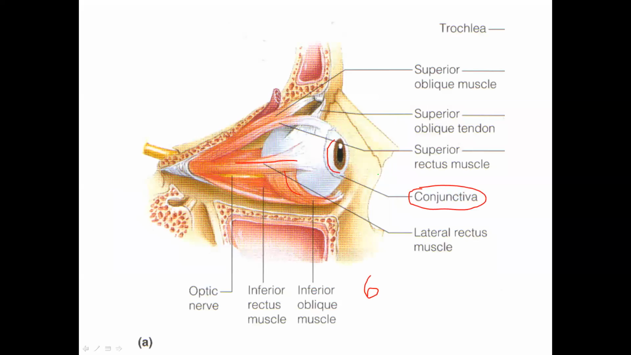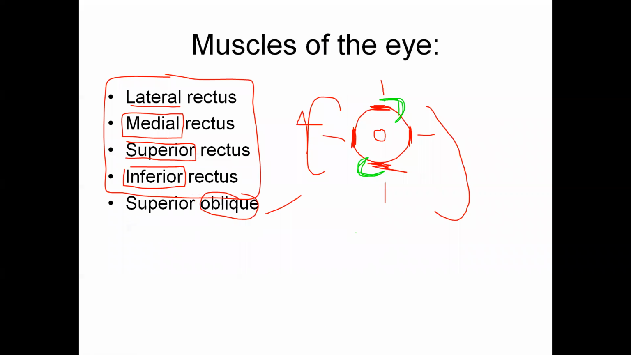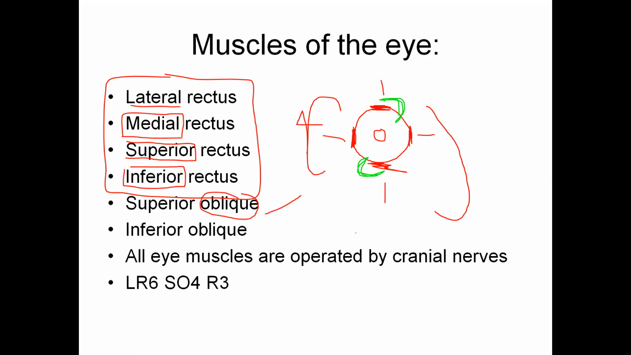When you look at the picture here, you can see, here's the superior oblique. See how it kind of curves like that? And here's the inferior oblique. Kind of has an oblique curve to it. So those are the 6 muscles of the eye, and you have those on both eyes.